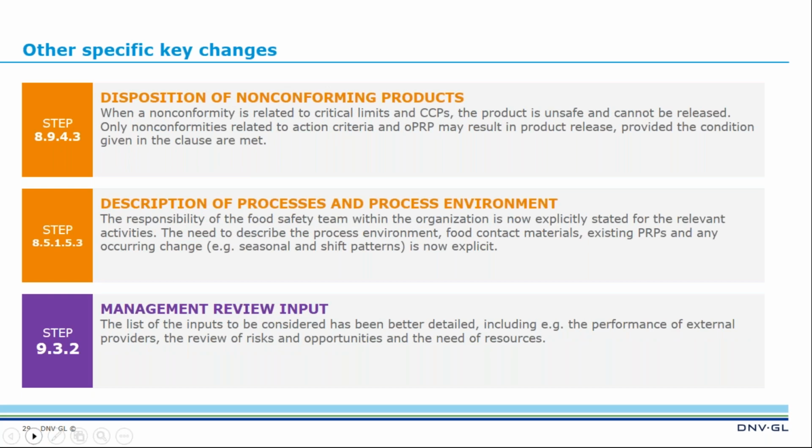8.9.4.3 basically talks about the disposition of non-conforming products. Specifically, if the non-conformity is related to the CCP, then of course you will need to dispose of the product, or you are able to downgrade the product as a technical grade where it will not enter the food chain. But if the deviation pertains to the OPRP, where you may have further steps to rectify the deviation, then your other control measures and the evaluation for release will come in as per the previously discussed clause requirements.